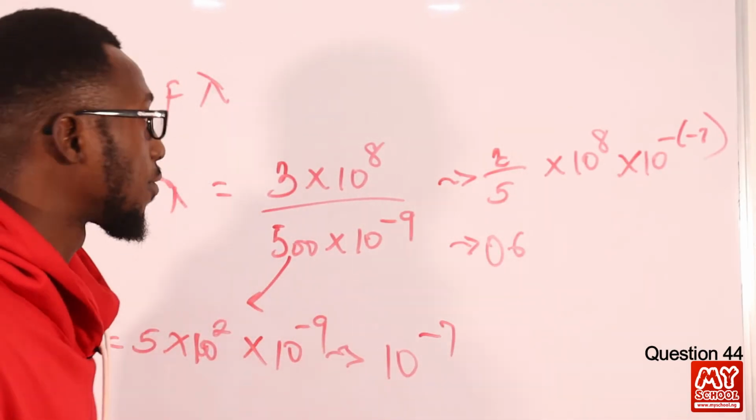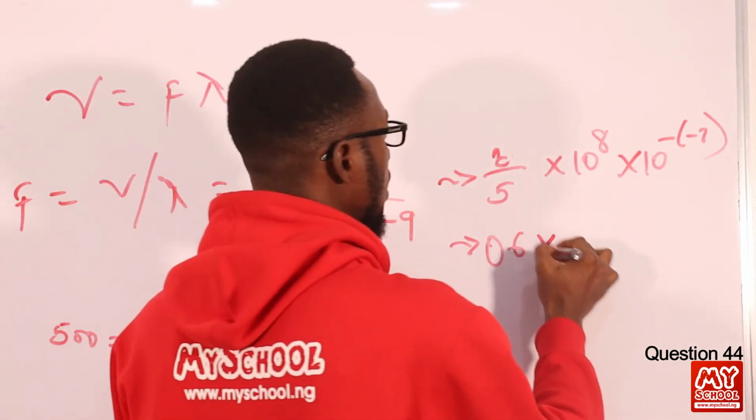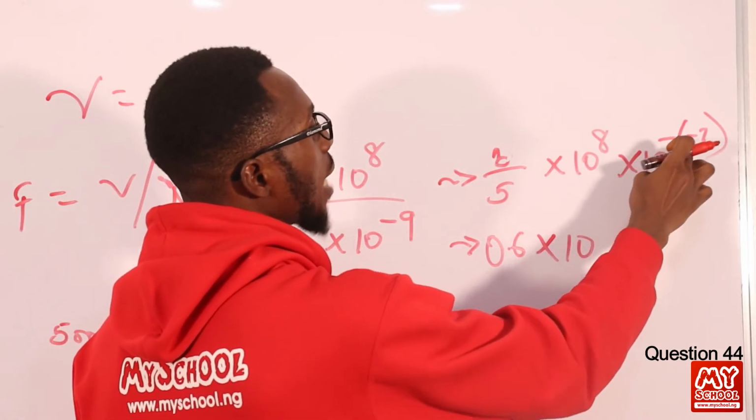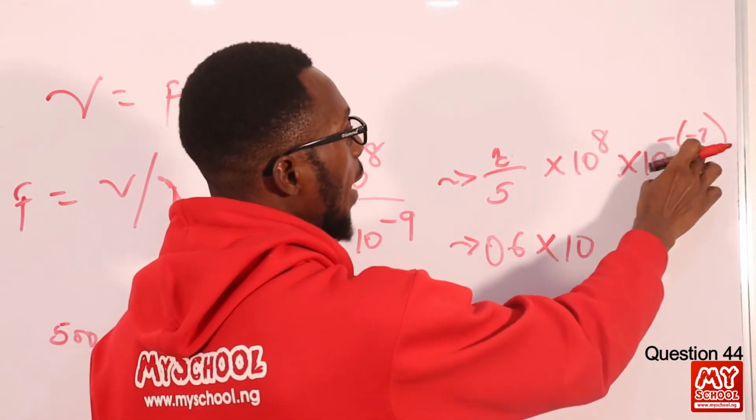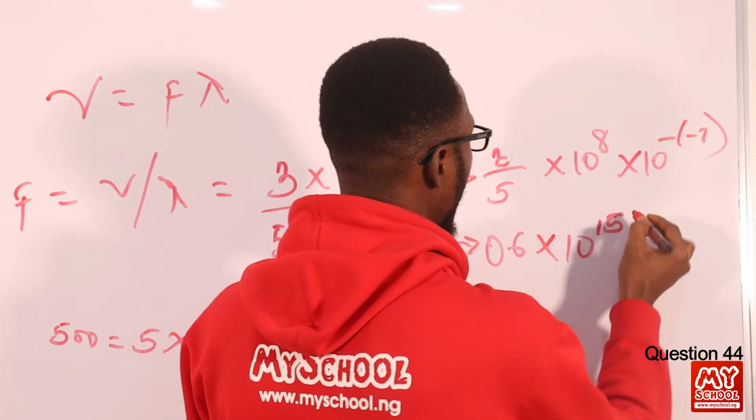Okay, you can save yourself a lot of stress. Just punch your calculator. Times 10 raised to power minus times minus, that is plus. So 8 plus 7, that is 15. So that's 10 raised to power 15.